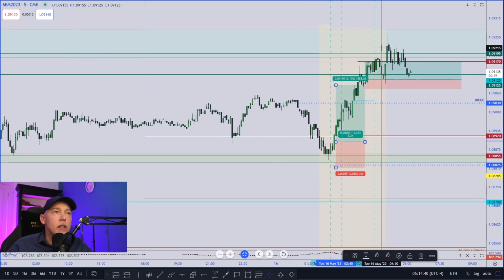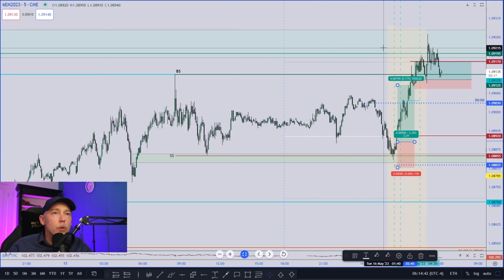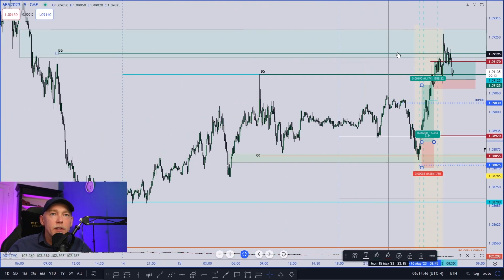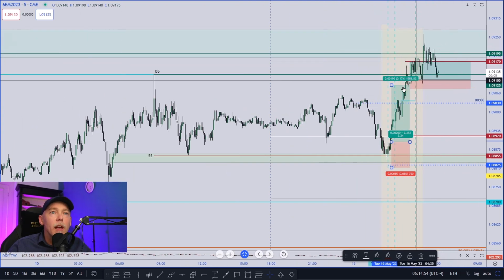But as you can see there, it did move up to this buy side on the left. Price pierced it. So that fair value gap was the draw on liquidity there. Happy to get out of the trade there and be done for the day.